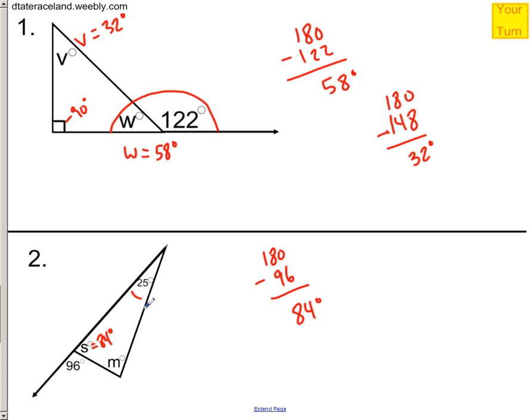I also know this is 25 degrees. At least that's what I'm telling you. And 84 plus 25 is 109, which means M has to be 71 degrees. So if you add up 84, 71, and 25, that will equal 180 degrees.